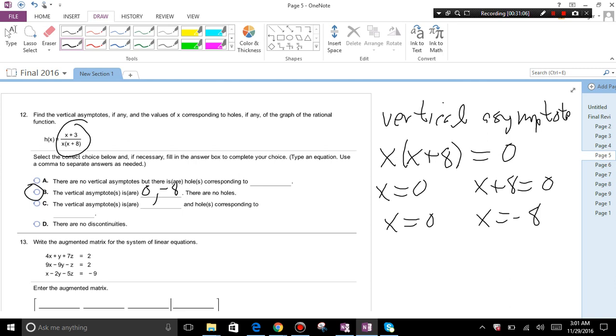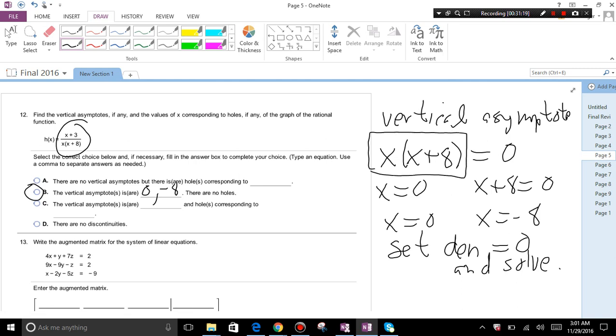So when you're looking for vertical asymptotes, you need to set the denominator equal to 0 and solve. And sometimes it won't be as nice as this one, where you might have to factor: set the denominator equal to 0, factor, and solve.